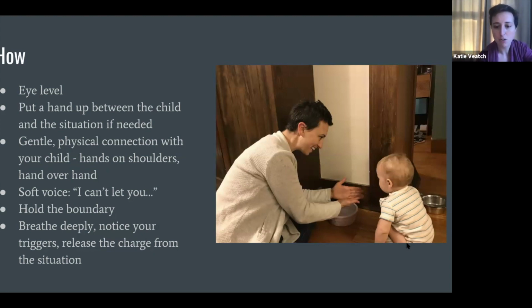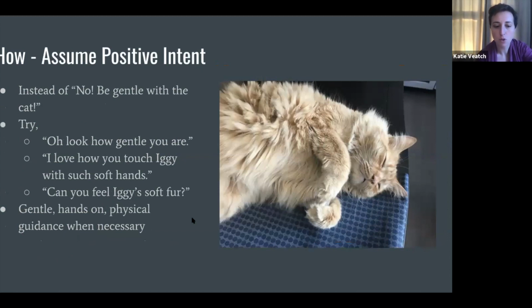So I've set this boundary 20 times already today. I'm tired of telling you not to move the dog bowl. If you can't release your own triggers and the charge from the situation, move the dog bowl off the floor. It's okay if the dog doesn't have access to water for a little while until your child moves on. You can just remove that stimulus from the environment for now if you're done setting the boundary and it's becoming a repetitive thing for the child. That's okay to do.